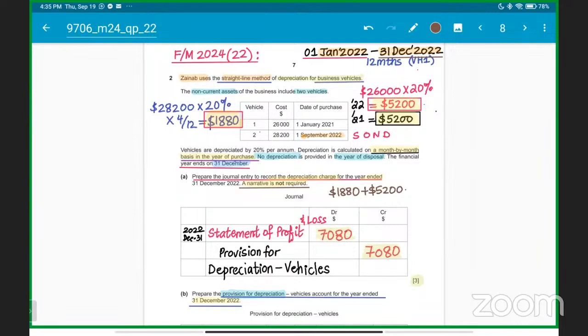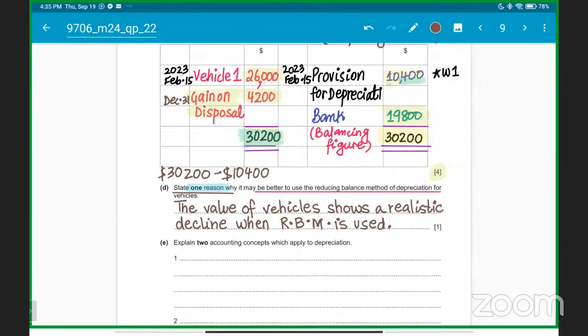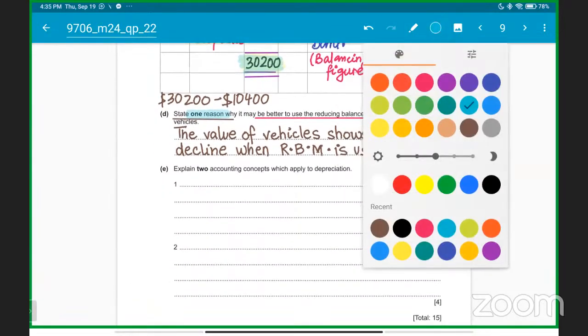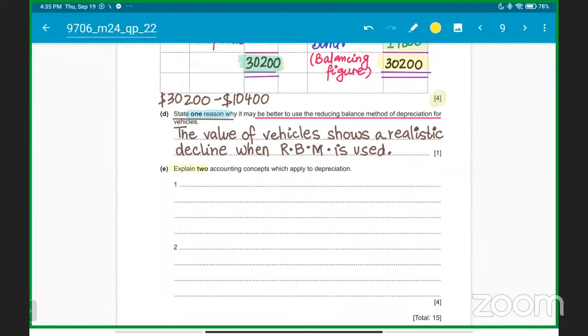For them, you should be using the reducing balance method of depreciation, as the value shows a realistic decline and it is a more suitable method for them. And then you have to explain any... now the word explain is coming. So 1 mark for writing down the name of the concept.